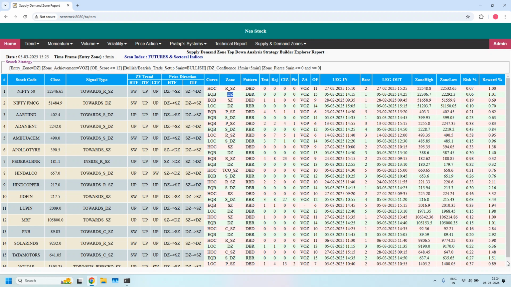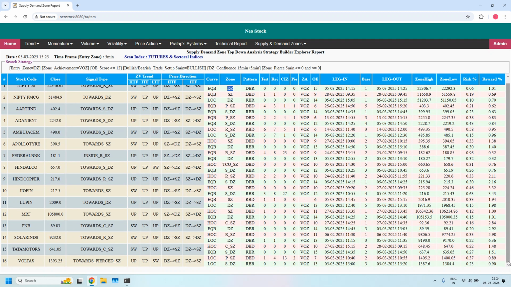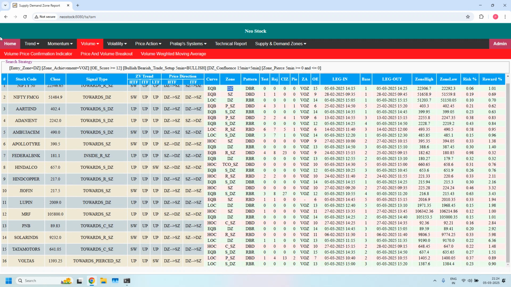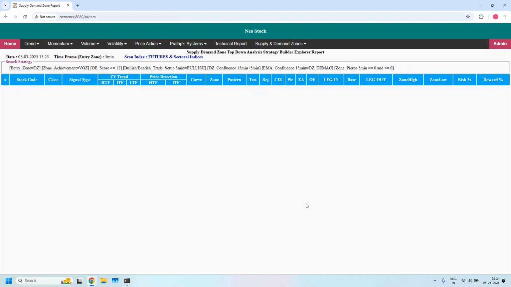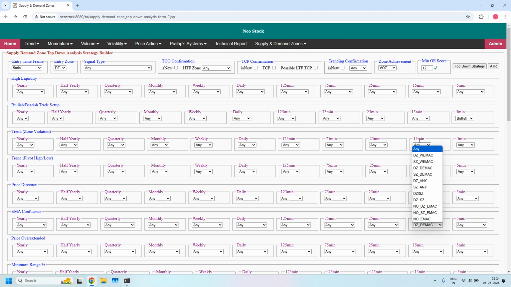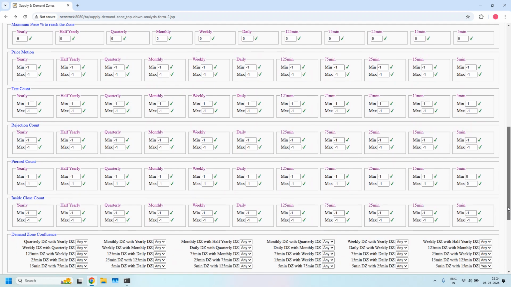Okay, I'm scrolling the list down. So total 16 stocks we got. Okay, out of 16, let us check any 15 minutes demand zones are having daily EMA confluence. The EMA confluence, 15 minutes time frame, 15 minutes demand zone with daily EMA confluence. No, we don't have any stocks. Okay, fine. Next, we will look into LTF, ITF, HTF demand zone confluence.